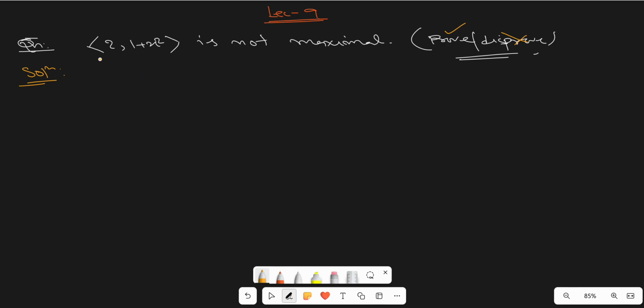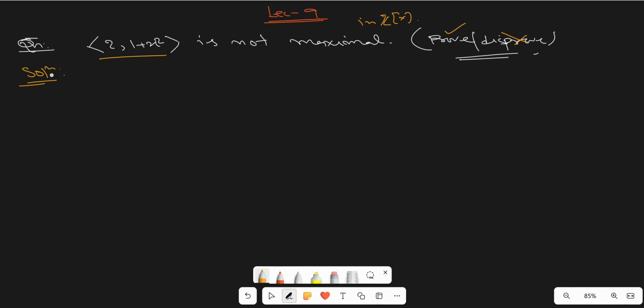So this is an ideal generated by 2 and 1 plus x square, in Z[x]. You want to find whether it is maximal or not. I gave 2 statements in the last class. One statement I have proved, and another I have not. If P is an ideal, P is a prime ideal if and only if R mod P is without zero divisors, or R mod P is an integral domain. This I have proved.